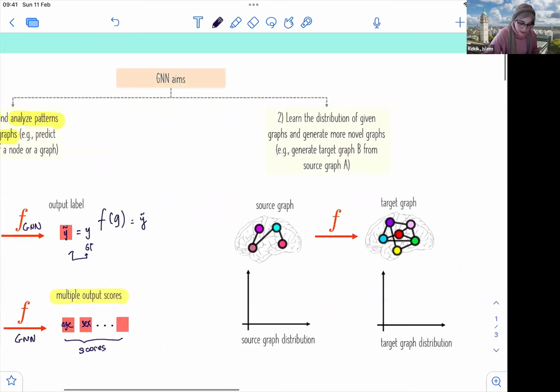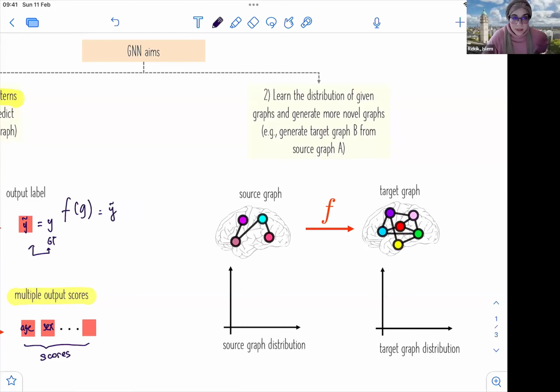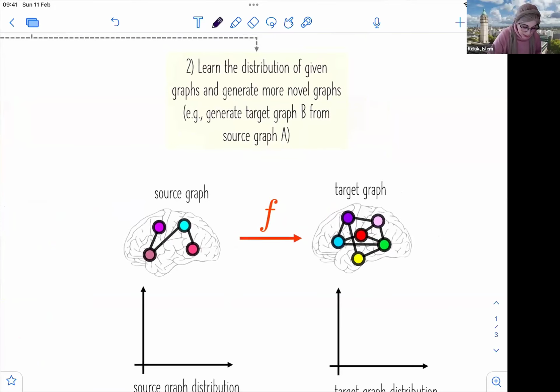And today, we're going to look at the second aim, one of the main aims of GNNs. Where can we use GNNs? We can use GNNs to learn the distribution of given graphs. So we want to learn the distribution of given graphs, for example the brain graphs: how the brain graphs are, from which distribution they are drawn. If we can approximate that, then we can easily learn how to generate more novel graphs. For example, generate a target graph from a graph A, and we're going to look at a few examples today, okay?